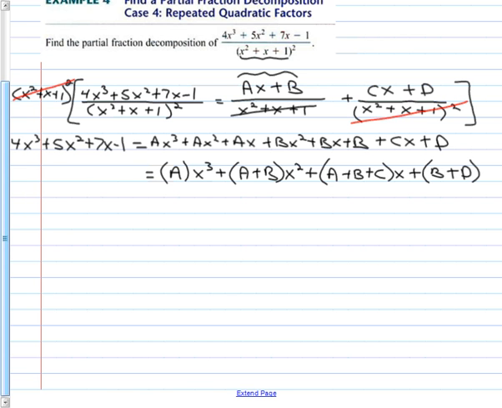So 4x cubed plus 5x squared plus 7x minus 1. You know what to do now. A equals what? 4. A plus b equals 5. A plus b plus c equals 7. And b plus d equals -1. So you'll finish it out because you're the student and you get to do that.